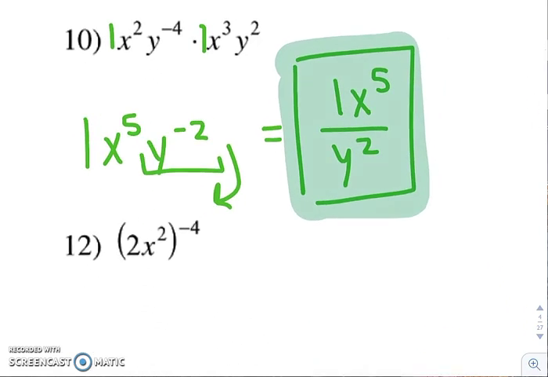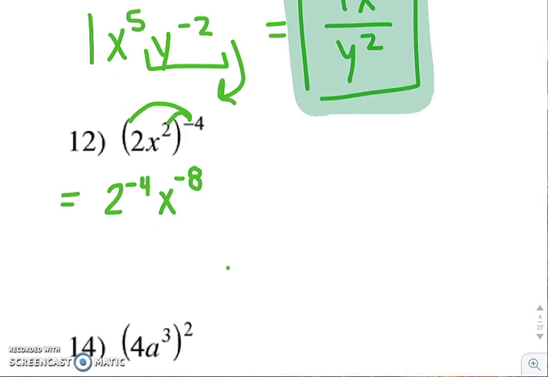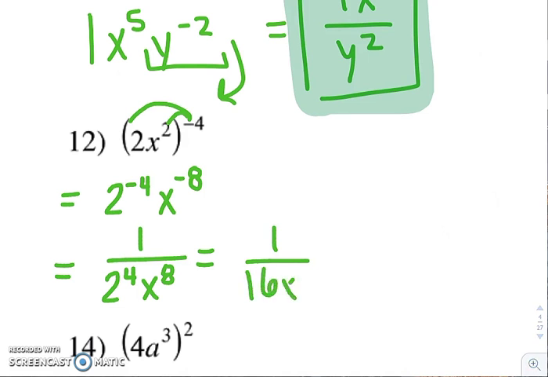Okay, powers of a product. So the negative 4 will go in there to both of those guys. So the 2 gets that negative 4th power, and that x squared gets the negative 4th power. So negative 4 times 2 is negative 8. Okay. Well, actually, both of them are negative, so we are going to need to move both the 2 and the x to the bottom. So the x to the 8th we can leave, but 2 to the 4th power will be 2 times 2 times 2 times 2. So this final answer will be 1 over 16x to the 8th.